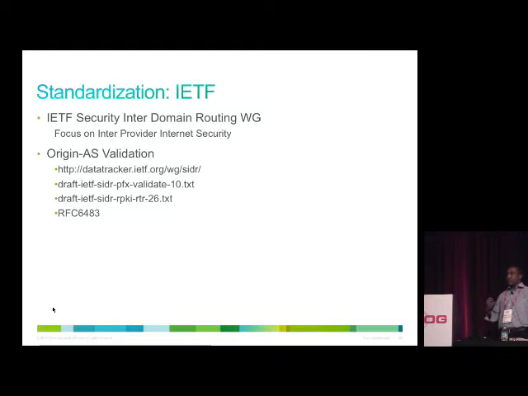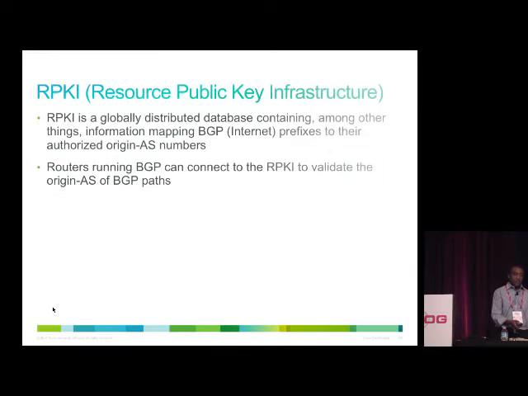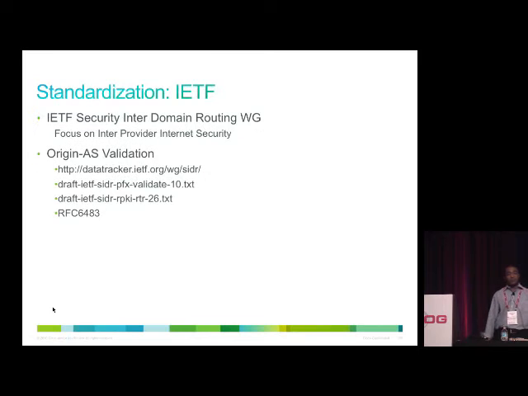So how do you avoid these types of problems? One way is to use the origin AS validation. Here it shows you some of the standards, the IETF drafts and the RFCs. But if you go to the Secure Inter-Domain Routing Working Group website, you will see all the drafts, as well as the internet drafts, as well as RFCs.